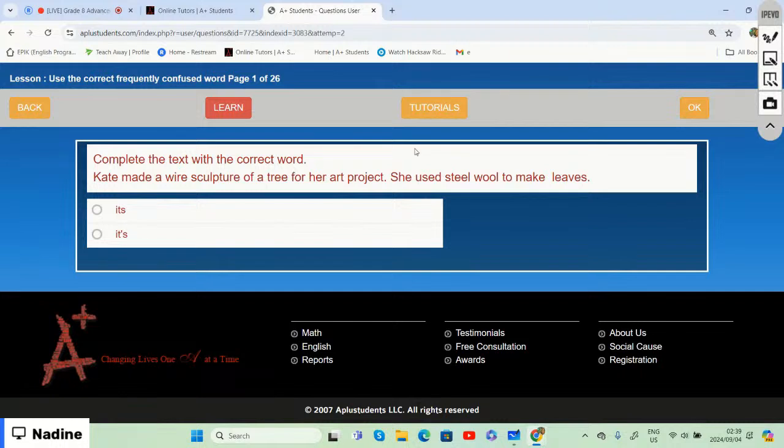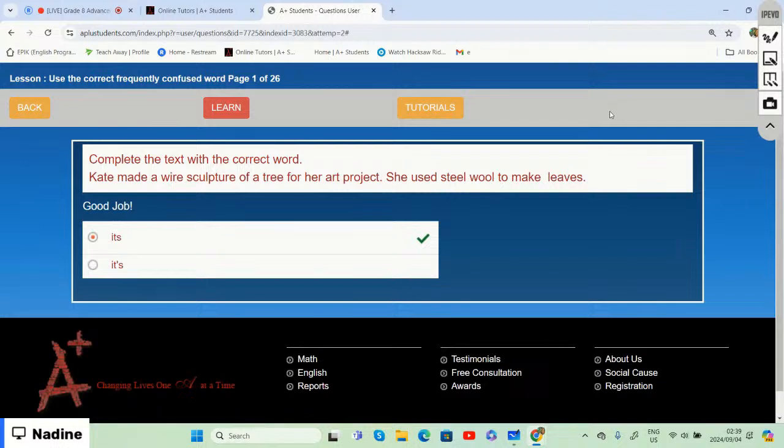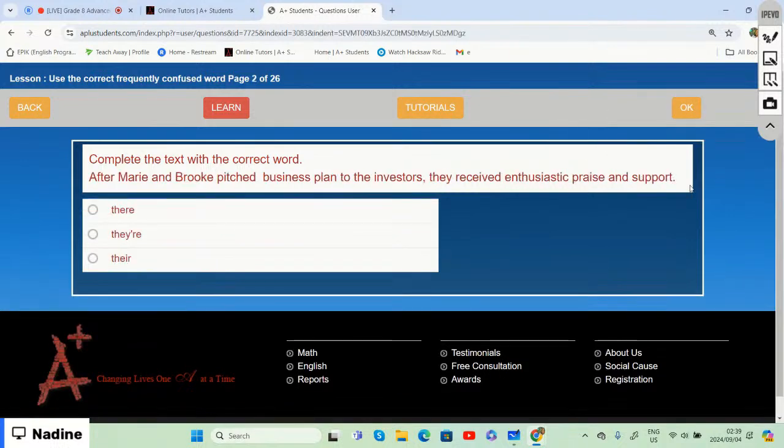If we were to choose the correct option, we would say: Kate made a wire sculpture of a tree for her art project. She used steel wool to make its leaves. So we're choosing its, as in option two. All right.